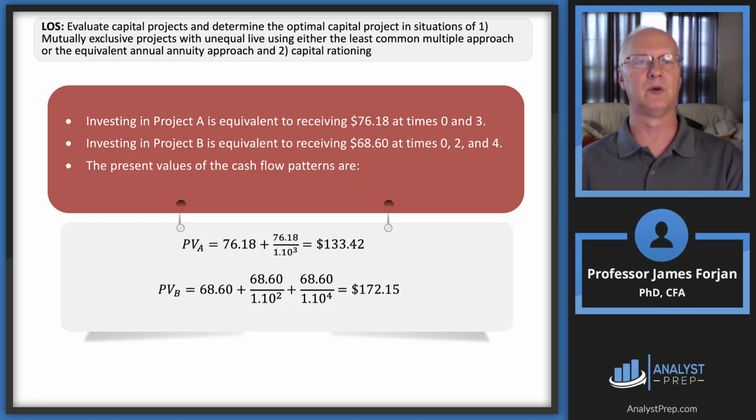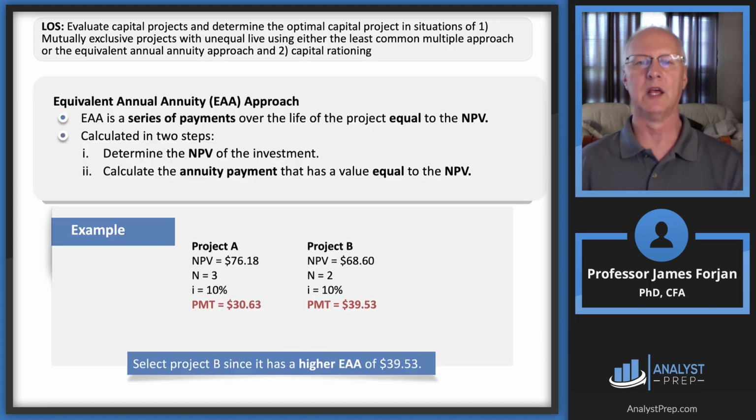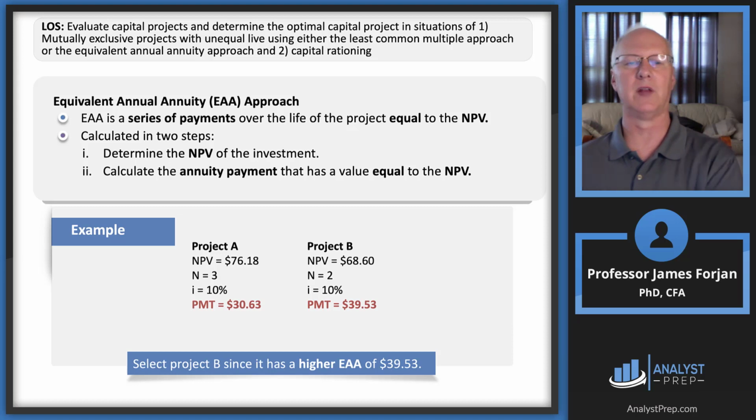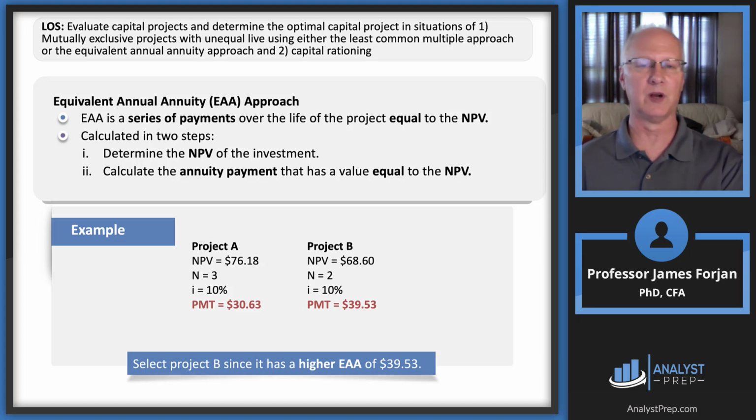All right, so let's do equivalent annual annuity here second. And this one is super easy. Let's just go ahead and start with the net present value of each project. So if you get out your calculator, just put 76 in for present value, n equals 3, I equals 10. Don't forget, future value equals 0.